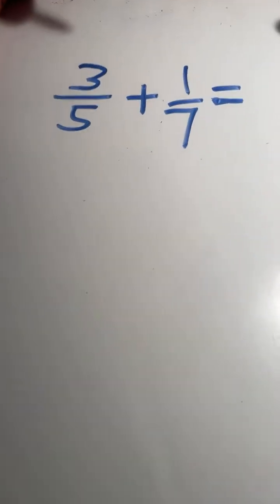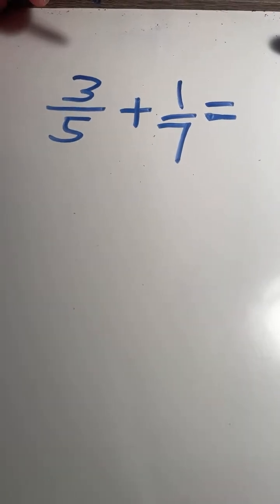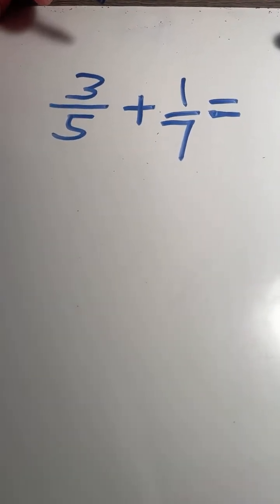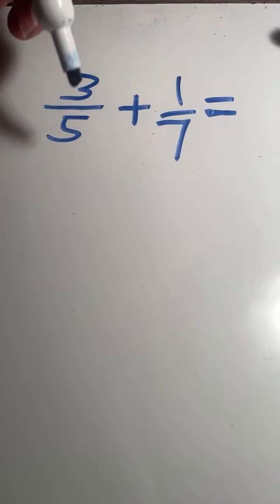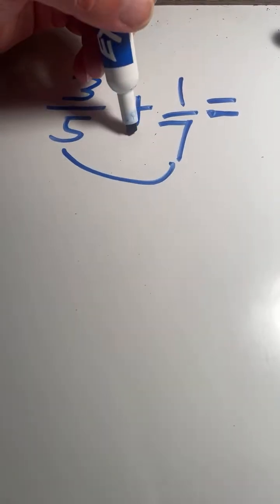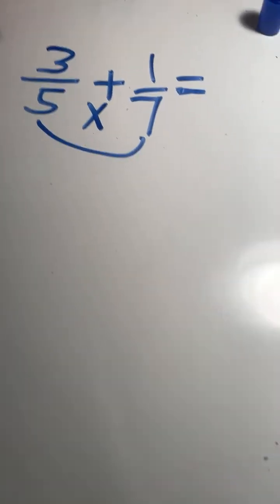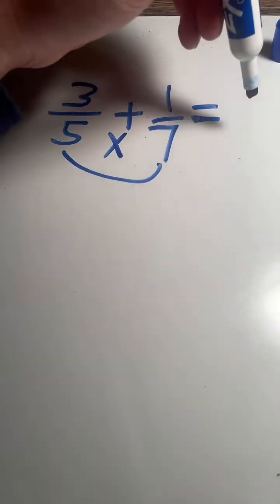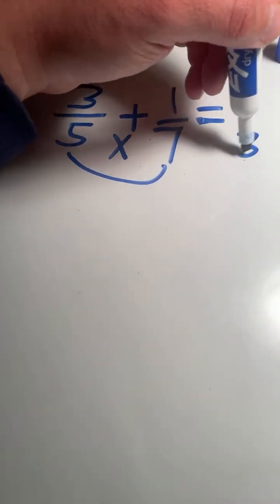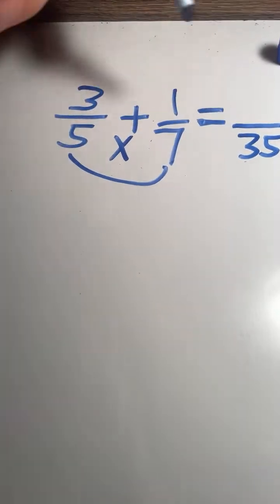All right. Next example. You are watching adding fractions with unlike denominators using the butterfly method. Step 1. We multiply our two separate denominators to find a common denominator. 5 times 7 equals 35. 35 will be our common denominator.